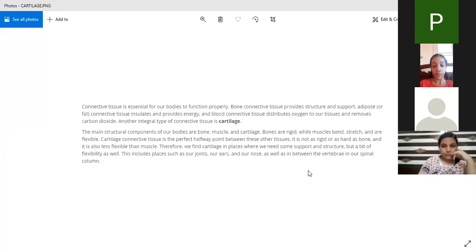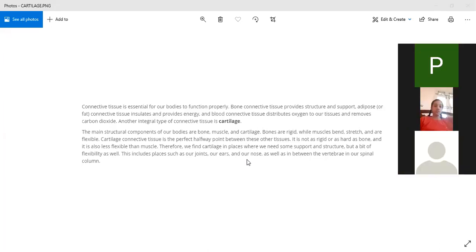Yes, ma'am. Can you tell me, beta, where this cartilage is found? Which parts is the cartilage found in? Just see the screen. Spinal cord, yes. What else? Others are also there. See the last line: ears, nose, joints. Yes, our joints, ears, nose, as well as our backbone. Fine, beta. Understood about cartilage now? Having any problem in cartilage?